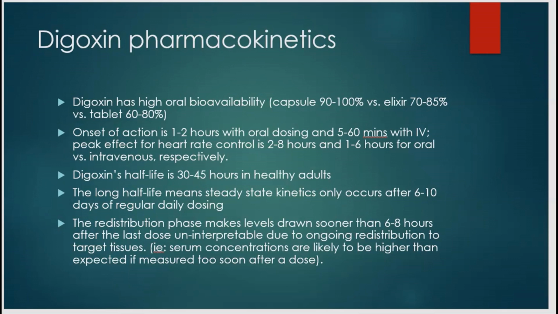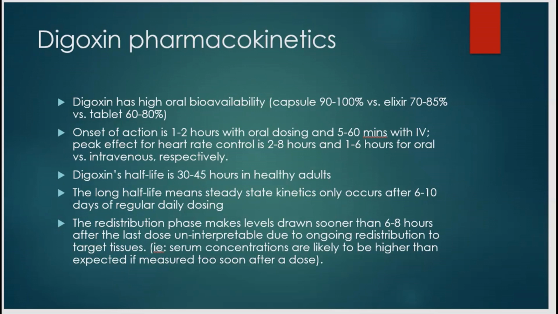So I'm sorry, it's the other way around. If given orally, it's about 2 to 8 hours to reach the peak heart rate control effect, and of course intravenously will be faster, so about 1 to 6 hours to reach its peak effect on heart rate. That means when you give the drug, just don't expect it to work right away. You just have to wait for a few hours in order for the drug to reach its peak effect.